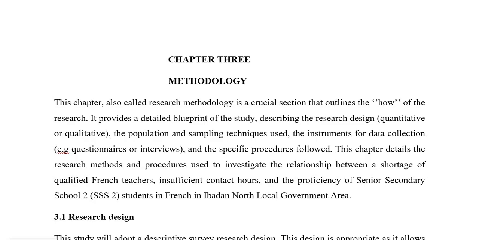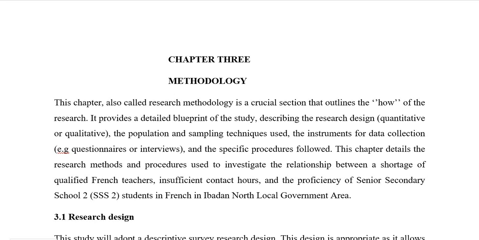As you know, this is the second part of research methodology, which is chapter 3. In the first part, I explained to you the basic concepts involved in research methodology, in both secondary or primary data. But today we'll be looking at a practical work on your research methodology.